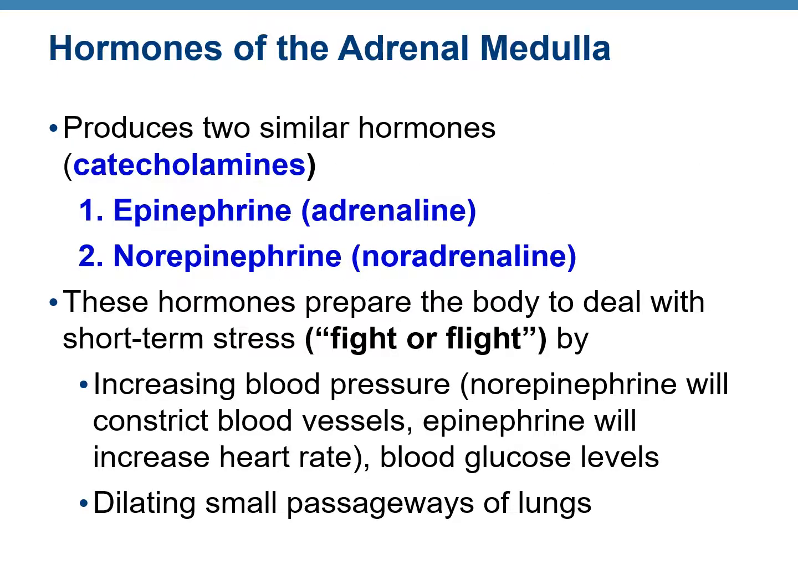The adrenal medulla produces two hormones which are collectively called the catecholamines. These are adrenaline, which is also known as epinephrine, and the other one is noradrenaline, which is also known as norepinephrine. These two hormones produce the fight or flight response by increasing the blood pressure, blood glucose levels, etc.